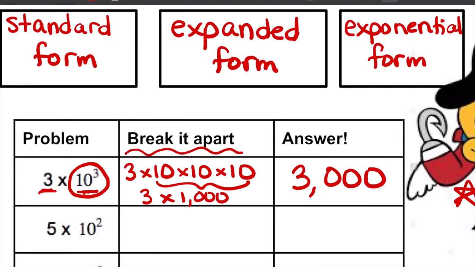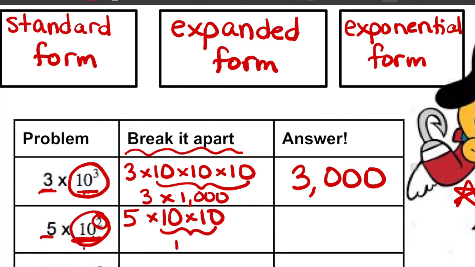The next one is 5 times 10 to the power of 2. Again, break it apart. It's 5 times 10 to the power of 2. Multiply yourself by yourself as many times as this exponent says. So we're multiplying 10 by itself twice, so we write it twice: 10 times 10. We know 10 times 10 is 100. So 5 times 100 is 500.